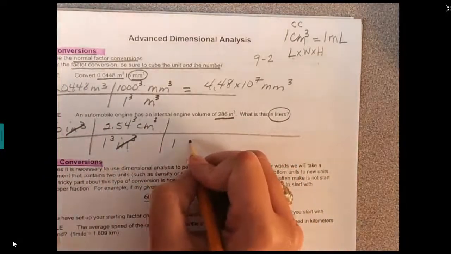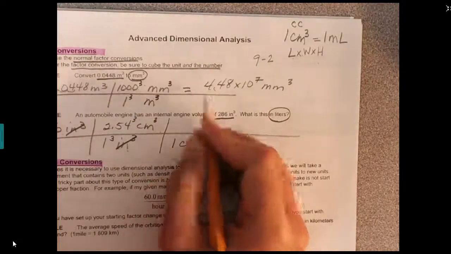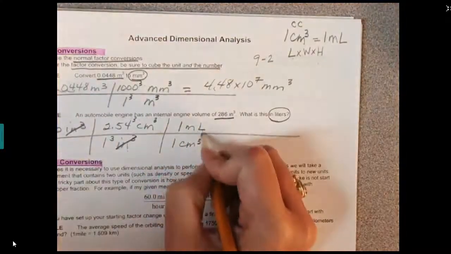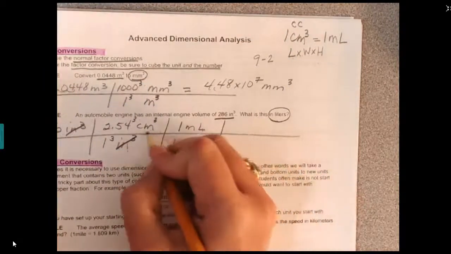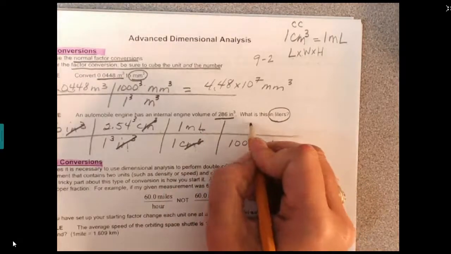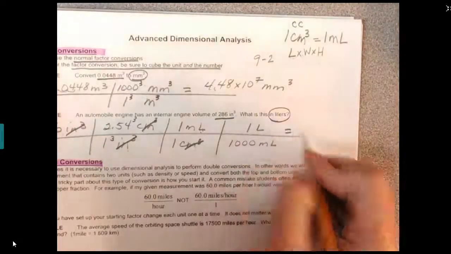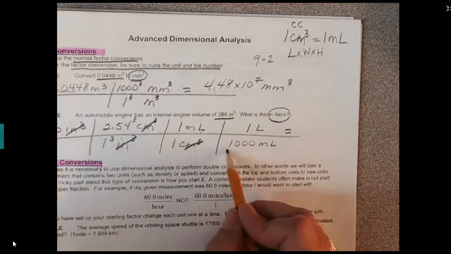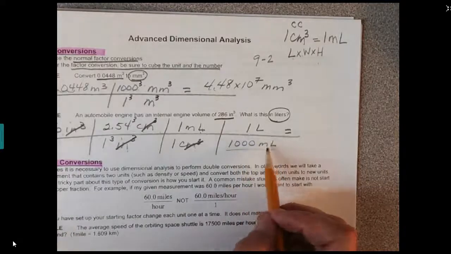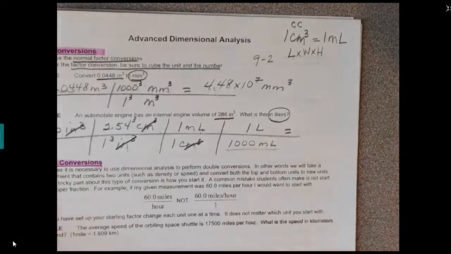What's my conversion factor? 1 centimeter cubed is equal to what? 1 milliliter. I don't have to cube these because they're equal to each other. Okay, our centimeters cubed canceled. Now I'm at milliliters. For every 1,000 milliliters, there is 1 liter. Yes? Okay, I put this 1,000 on the bottom because why? Because that's how many milliliters are equal to that 1 liter.